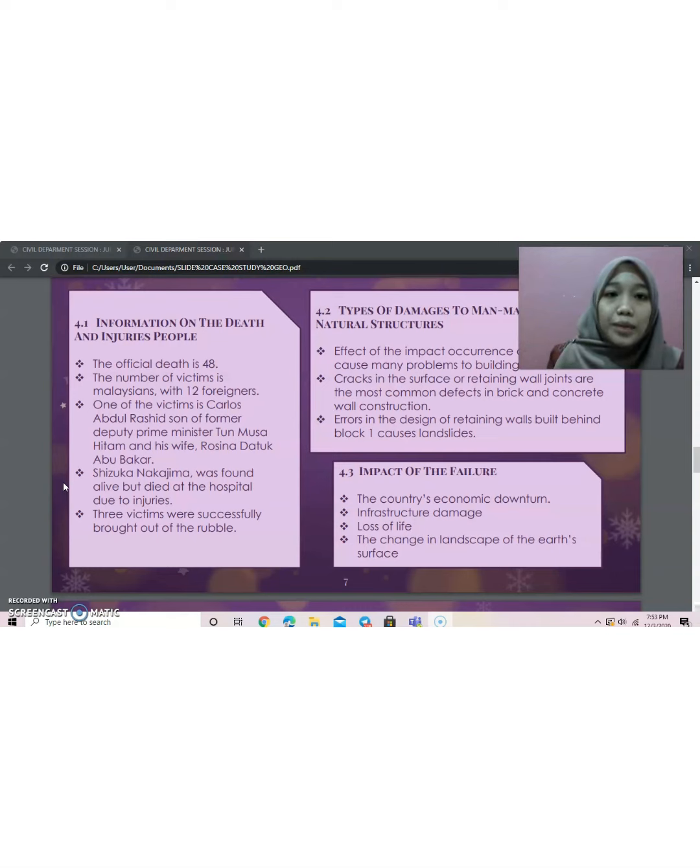Types of damage to man-made and natural structures. The effect of the impaired occurrence of moisture will cause many problems to the building. Cracks in the surface or retaining wall joints are the most common defects in brick and concrete wall construction. Errors in the design of retaining walls built behind Block 1 cause landslide. Impact of the failure: the country's economic downturn, infrastructure damage, loss of life, and the change in the landscape of the Earth's surface.